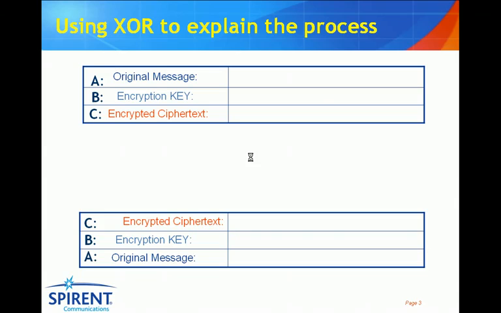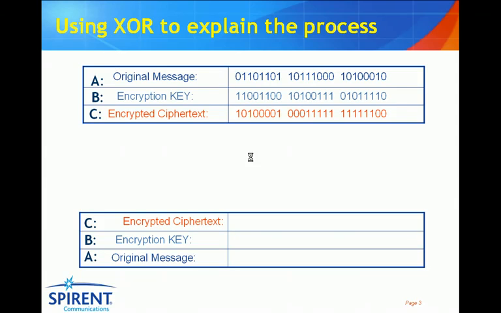Now that we've generated our secret key, let's see how it's going to be used in encrypting our data when we pass it across our public network. First of all, we take the original message in its binary form and we apply the encryption key. Now, applying the encryption key means that we're going to do an exclusive OR with the key and the original message. This will result in our encrypted ciphertext.